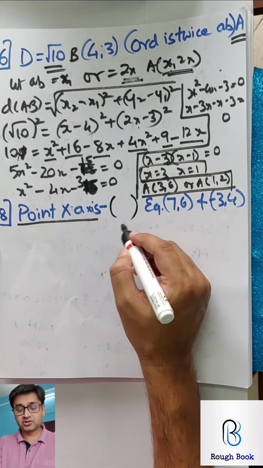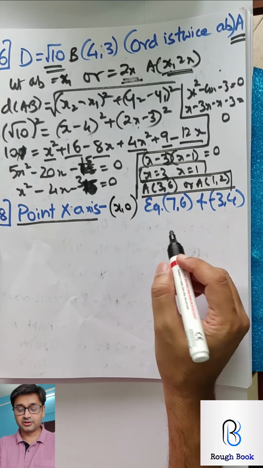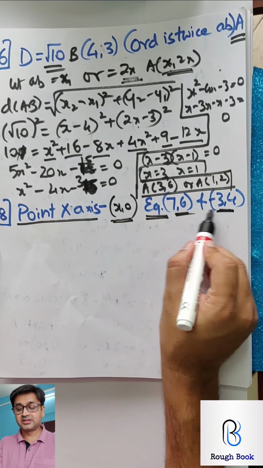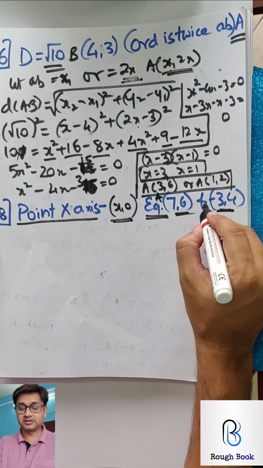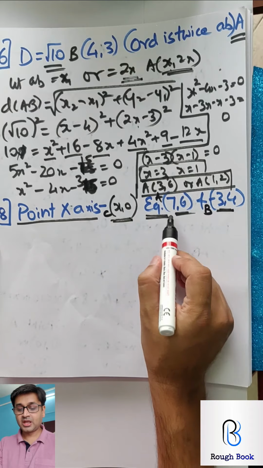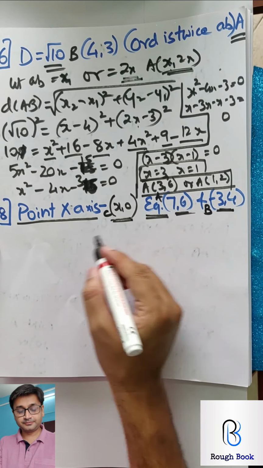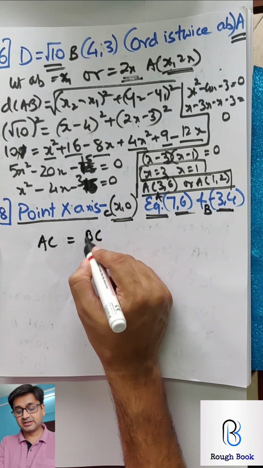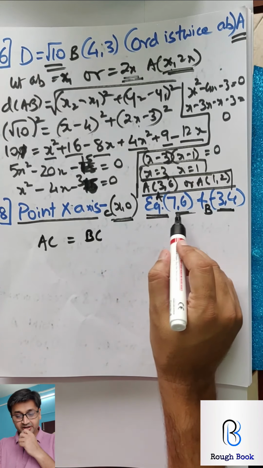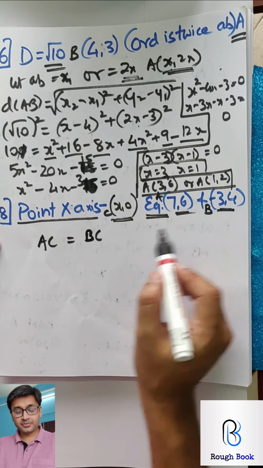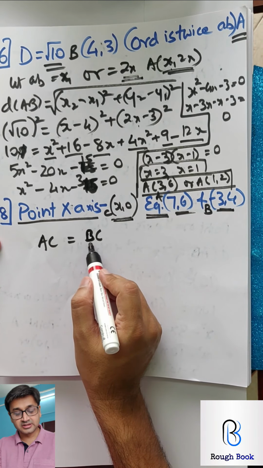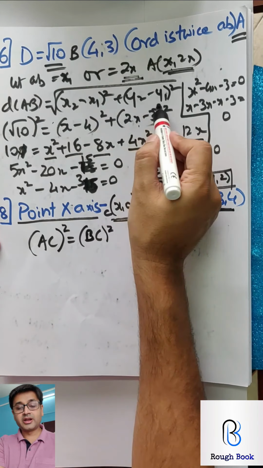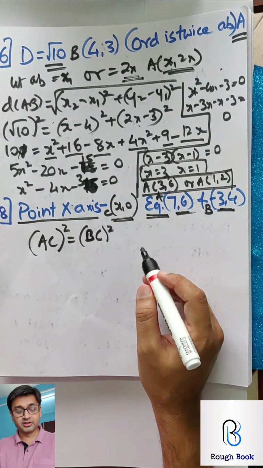Point on the x-axis, so it will be x comma 0, equidistant from these two points. That means this point has an equal distance from these two. So let's call them A, B and C. Distance AC is equal to distance BC. Are you getting this? This point is equidistant from A and B. So if I square both of them, why am I squaring it? When I apply the distance formula, the root disappears straight away.